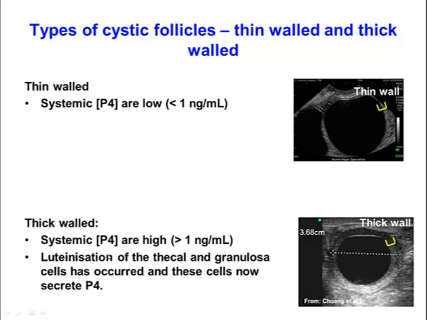Or they'll be thick-walled, in which case systemic concentrations of progesterone are high, that is, greater than 1 nanogram per mil. What's happened in these cases is the theca and granulosa cells that line the follicle have become luteinized. That is, they've transitioned from estrogen, progesterone and androgen producing cells into progesterone producing cells, and we see that as an increase in the thickness of the wall. So these cystic follicles in this case will be producing progesterone.